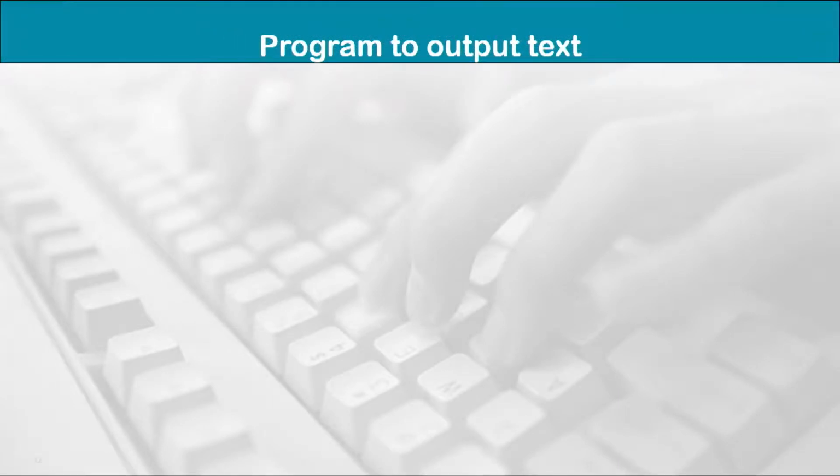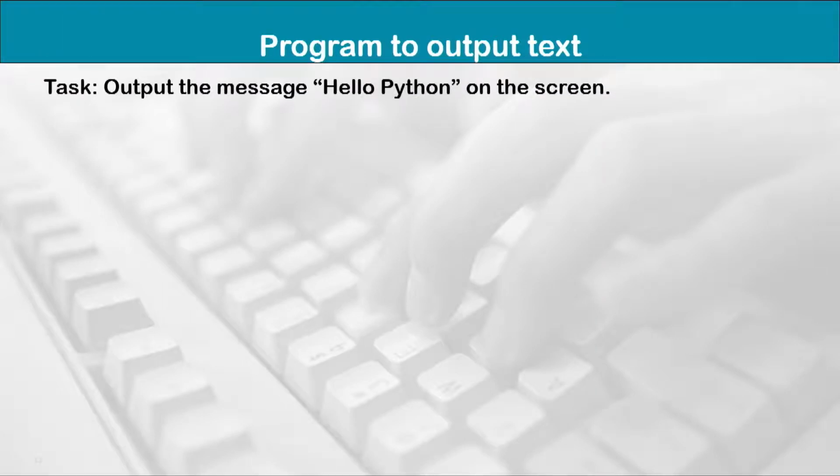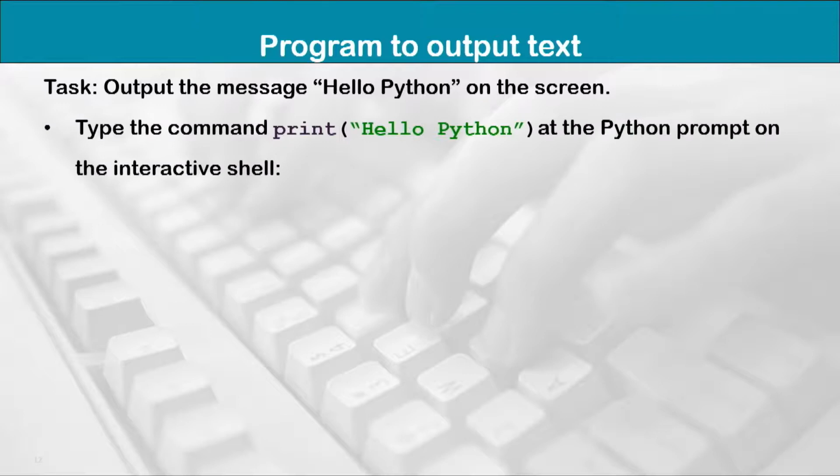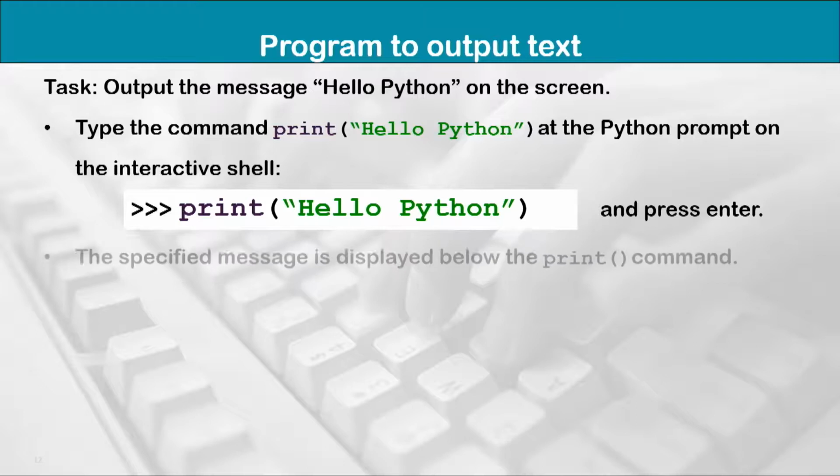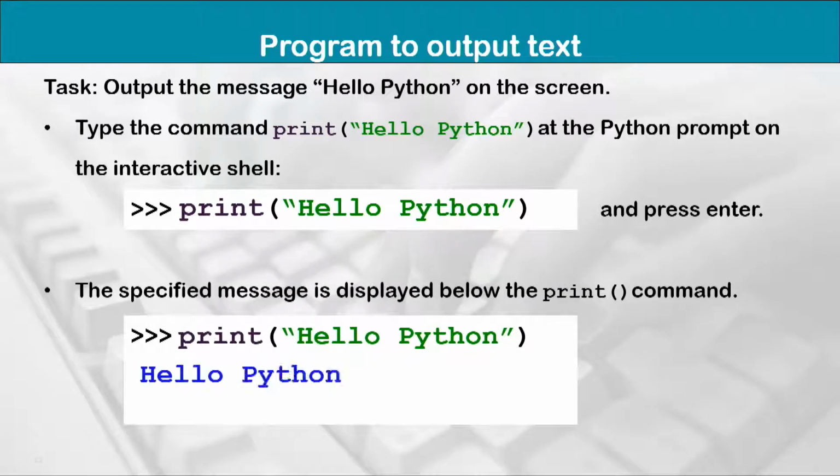Our task is to output the message "Hello Python" on the screen. Type the command print("Hello Python") at the Python prompt on the interactive shell and press enter. The specified message is displayed below the print command.